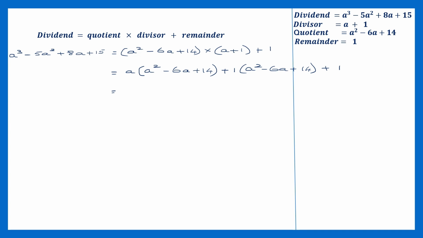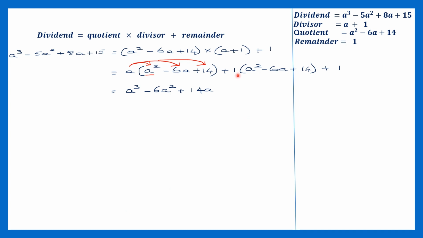So now let's work this out. First we multiply a into a square. First term here, a into a square, that will be a to the power of 1 plus 2, 3. Now multiply a into minus 6a. The sign is minus, the number is 6. a into a is a square. Multiply a now into plus 14. So the sign is plus, the number is 14 and the literal is a.